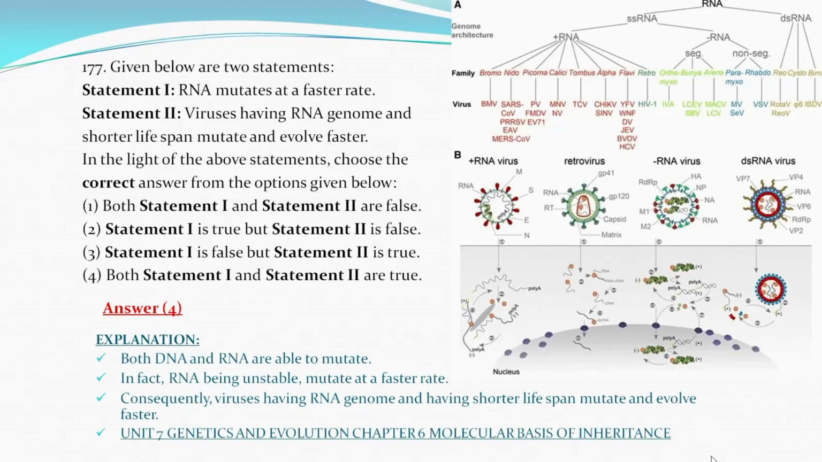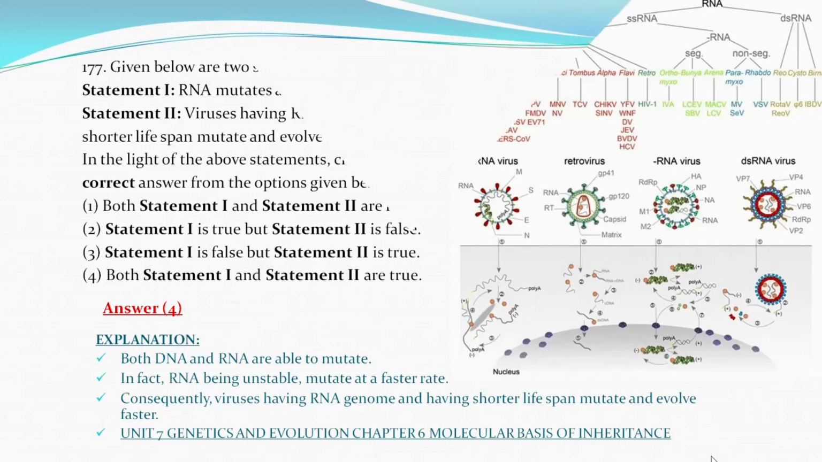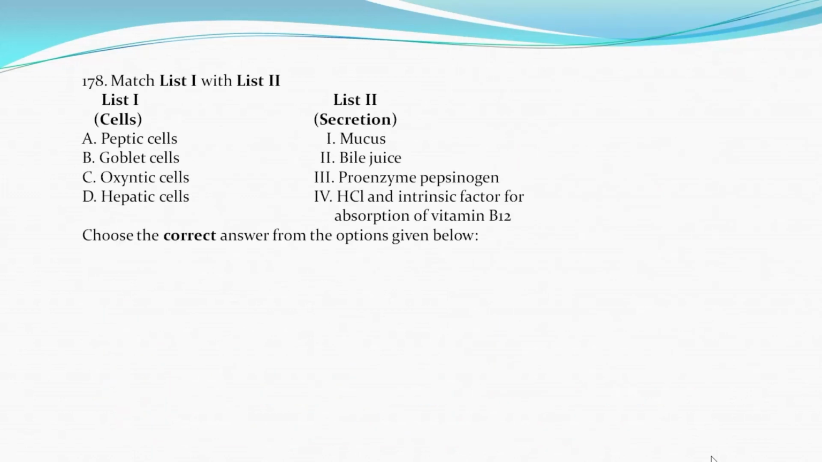Explanation: both DNA and RNA are able to mutate. In fact, RNA being unstable mutates at a faster rate. Consequently, viruses having RNA genome and having a shorter lifespan mutate and evolve faster. This question is taken from Unit 7, Genetics and Evolution, Chapter 6, Molecular Basis of Inheritance.